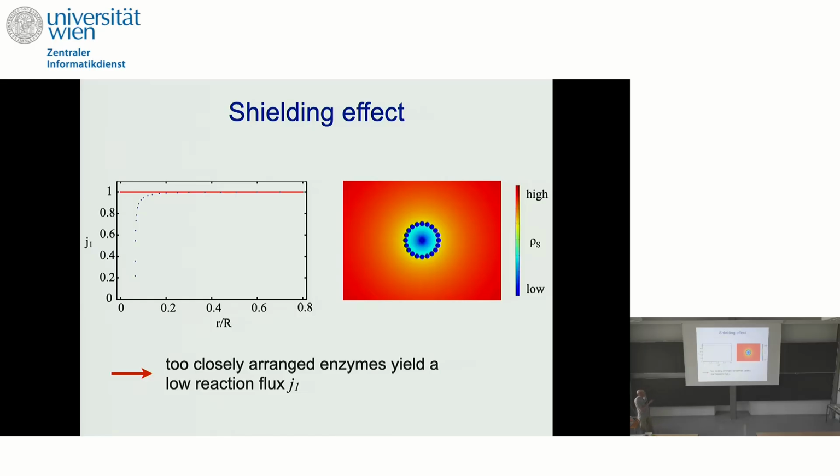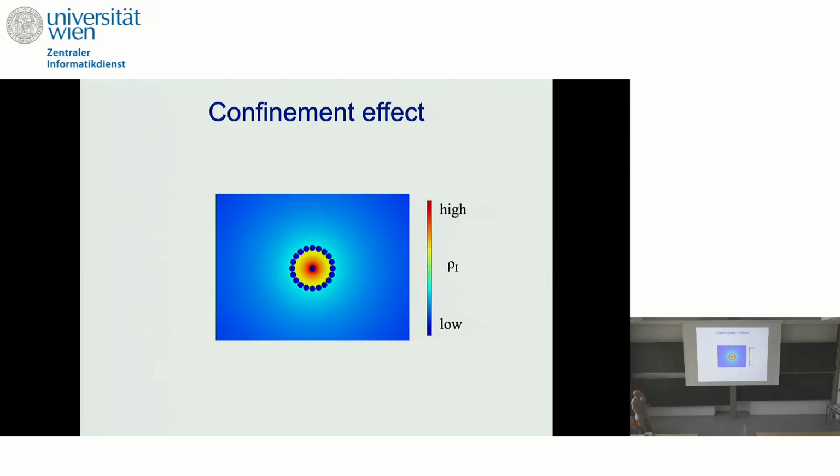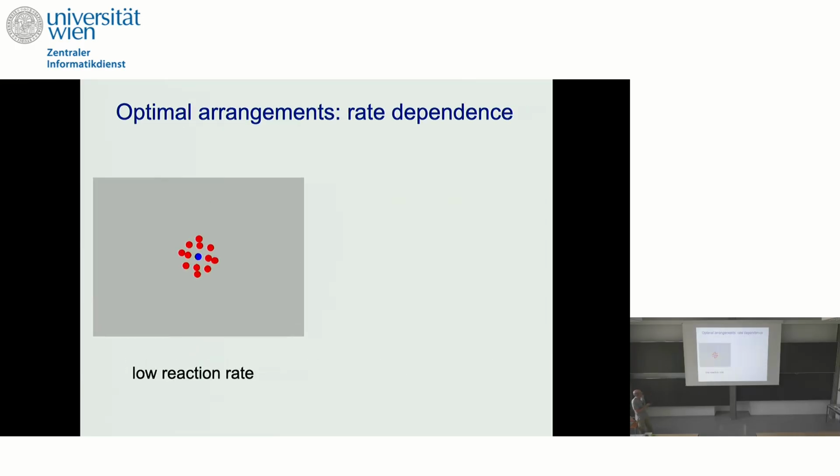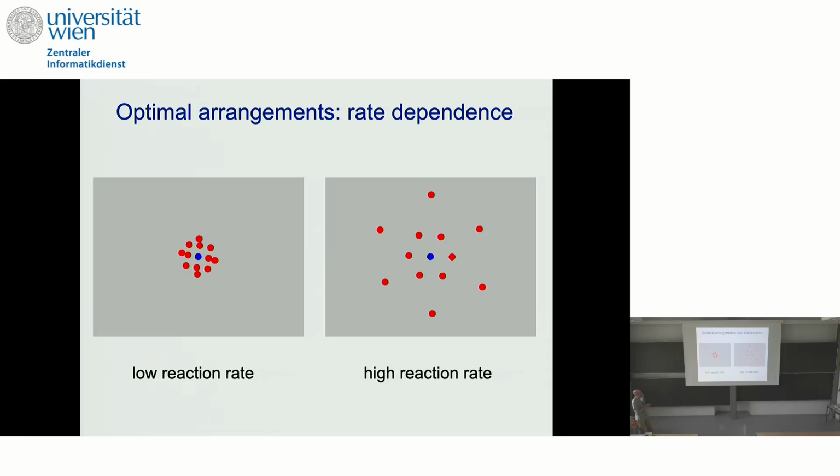There are two things that this mean field description ignores. One is a shielding effect, namely that if there is, for example, an arrangement where you have an enzyme that is inside a group of other enzymes, then it gets less access to substrate that's coming from the outside. And there's also a confinement effect, that things can be trapped inside. The interplay between these two things leads to truly globally optimal configurations. And yeah, I get the hint.